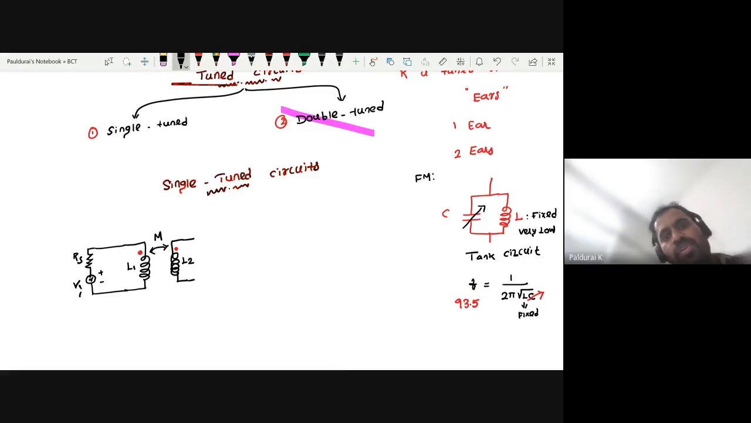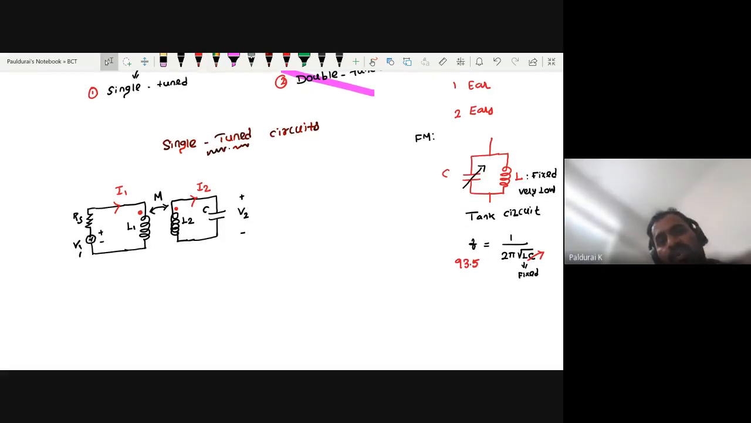And this is a tuned circuit. So definitely you want to connect one capacitor because then only it will act as a tank circuit, right? Parallel combination of L and C. So here you want to add this capacitor and measure the voltage across the capacitor. That will give you the output voltage V2. Okay. So here the current direction is very important. So I1 in clockwise direction. Here I2, that is also in clockwise direction. So this is the way to draw the circuit diagram for a single tuned circuit. Any doubt? Do you want me to repeat this?